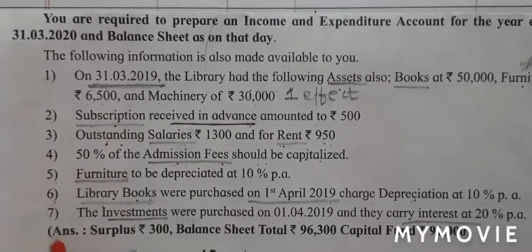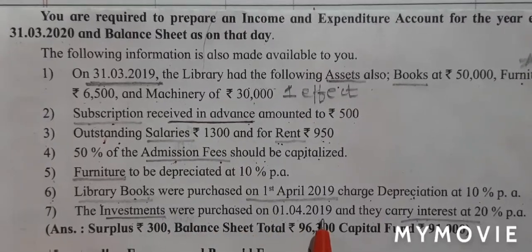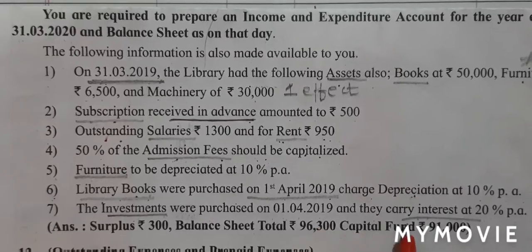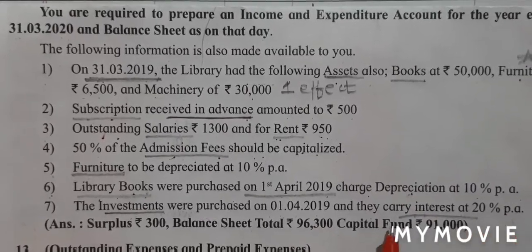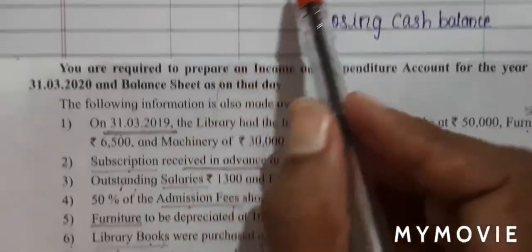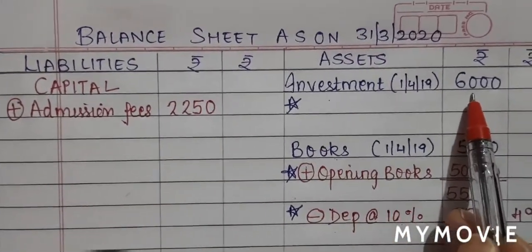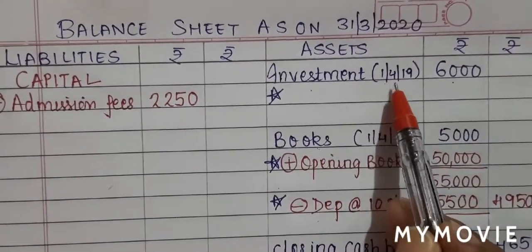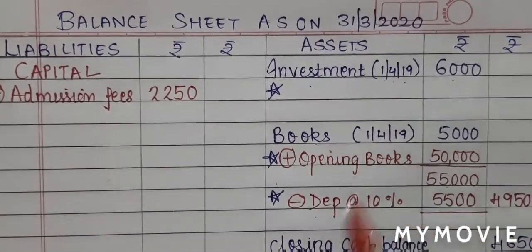Adjustment number 7. The investments were purchased on 1st April 2019 and they carry interest at 20% per annum. So we have to calculate interest on investment. On the asset side, the amount for investment which is given is 6,000 rupees and it is purchased on 1st April 19. So first let us do the calculation.